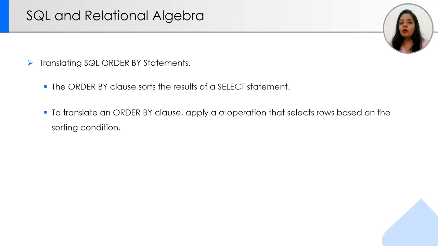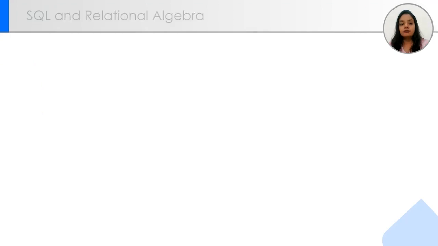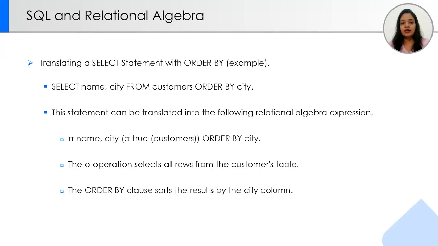Now we are talking about translating the SQL order by statement. The order by clause sorts the result of the select statement. Here we are going to translate an order by clause by applying a sigma operation that selects rows of the table based on the sorting condition. Let us understand this with an example: select name, city from customers order by city.